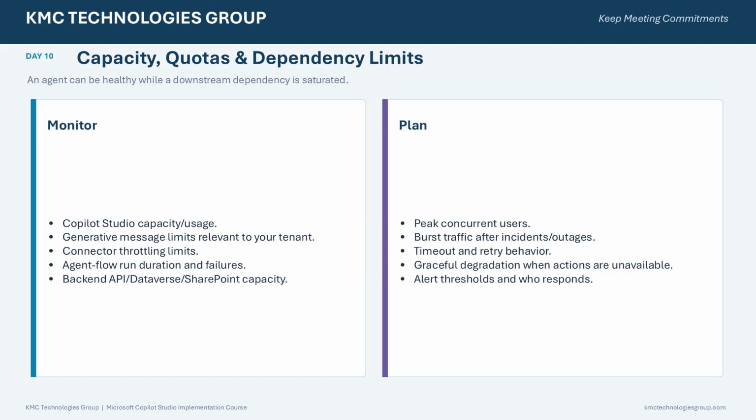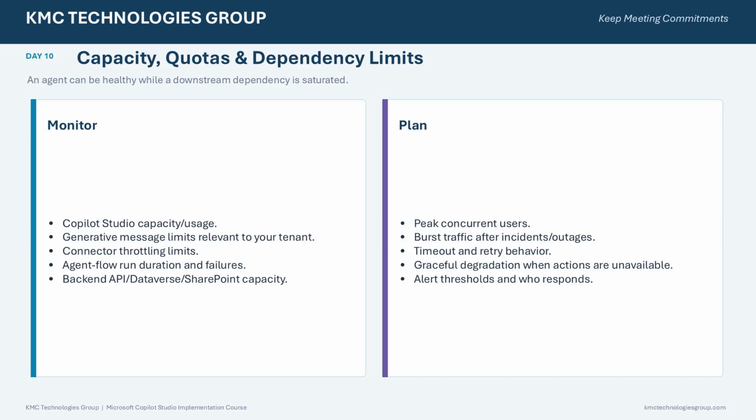An agent can appear healthy while one downstream dependency is approaching its limit. Monitor Copilot Studio usage and relevant generative limits. Monitor connector throttling. Track flow execution duration and failure rates. Monitor API, Dataverse, SharePoint, or ITSM capacity. Capacity planning should also consider peak concurrent users and burst traffic. For example, a major outage might generate hundreds of employee requests at once. Design timeout and retry behavior carefully. Provide graceful degradation when transactional systems are unavailable, and define alert thresholds and ownership.